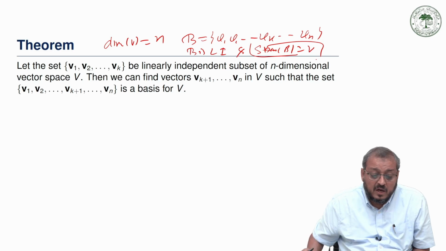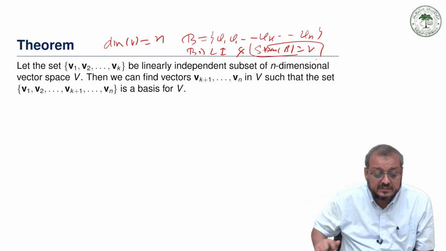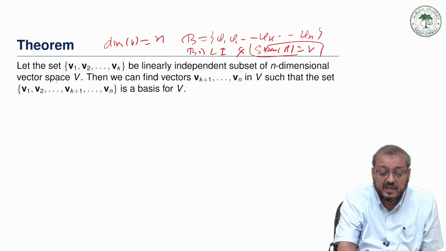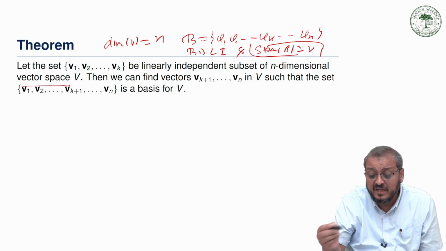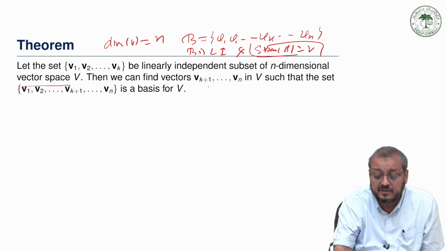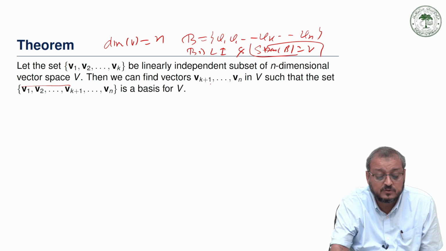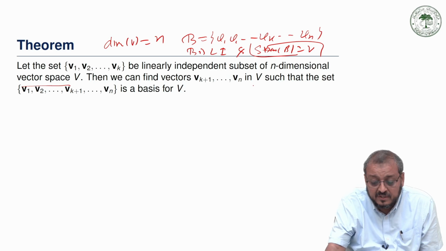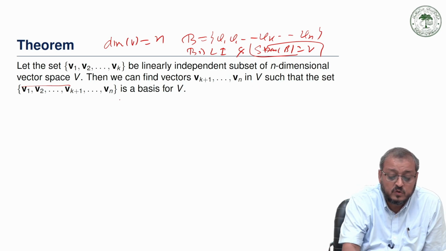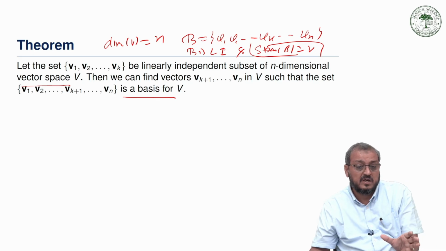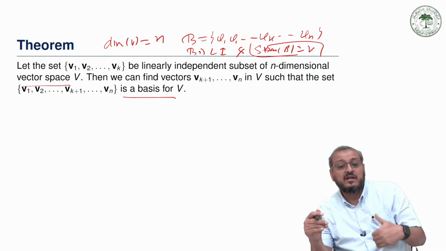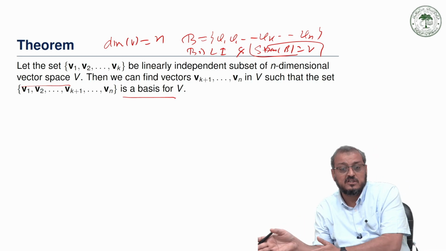Okay, so what is this theorem suggesting? It is saying that if we have a linearly independent subset of an n-dimensional vector space, then we can find vectors v_{k+1} up to v_n in V such that v1, v2, ..., vn is a basis. It means that if a vector space is given, we can extend the basis up to the dimension of the vector space.